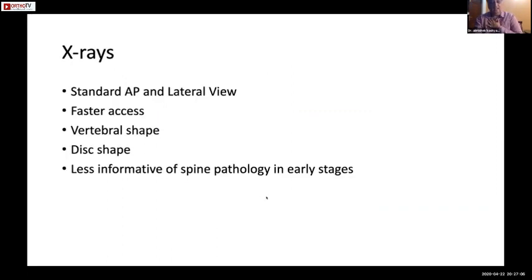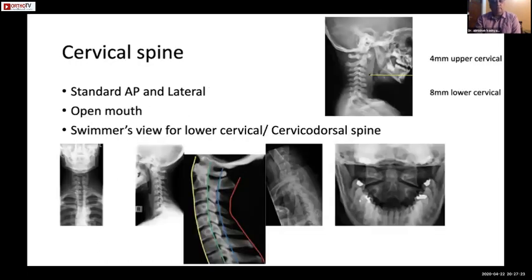For a standard question which is asked for a postgraduate, he should always know a standard AP and lateral view should always be ordered for any examination. It is faster. It gives you a basic outlook of vertebral shape, the disc shape. It might give you less information about the spine pathology in the early stages. I'll come to the specific X-rays.